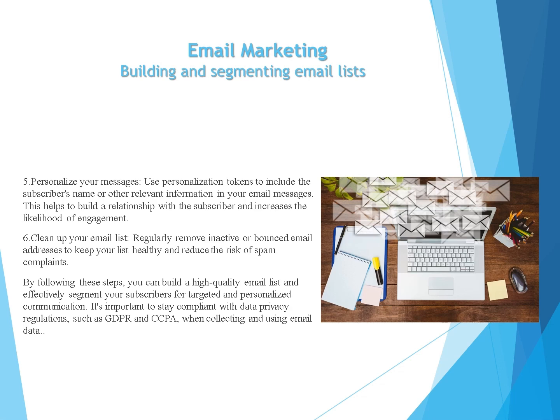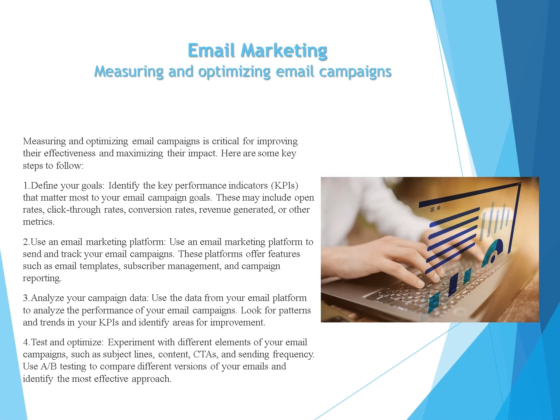Measuring and optimizing email campaigns is critical for improving their effectiveness and maximizing their impact. Here are some key steps to follow. 1. Define your goals. Identify the key performance indicators (KPIs) that matter most to your email campaign goals. These may include open rates, click-through rates, conversion rates, revenue generated, or other metrics.